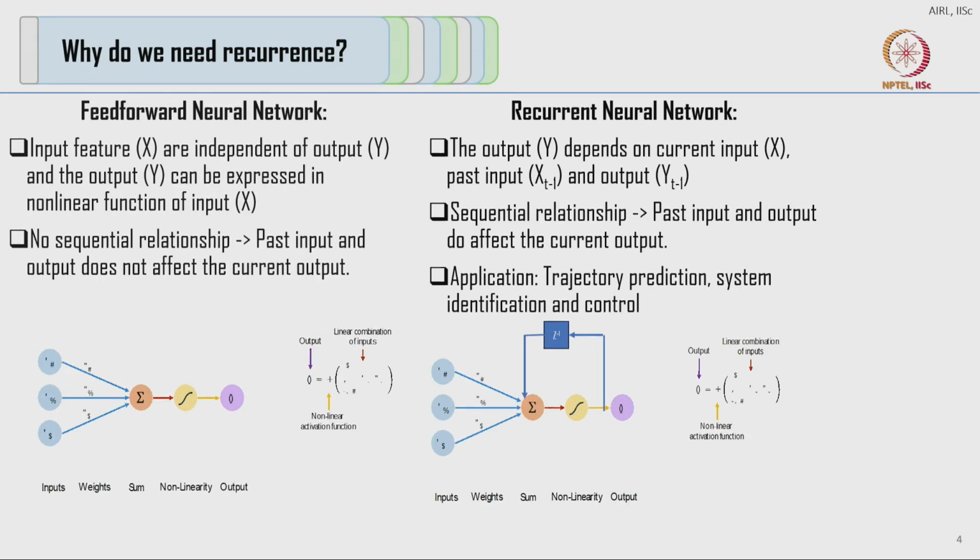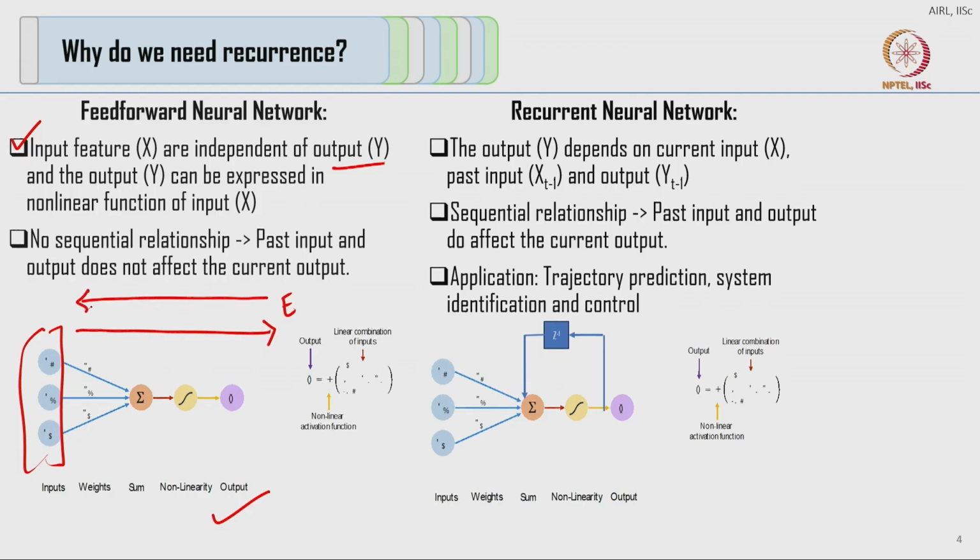We also discussed the feed forward neural network and the recurrent neural network, right. So, in a feed forward neural network, the input vector x is independent of the output, and this is observed as once the input is passed, the information propagates in a forward manner, and once we calculate the error, we can update or modify the weights based on back propagation, right. So, there is no sequential relationship between the previous or the past input and output.